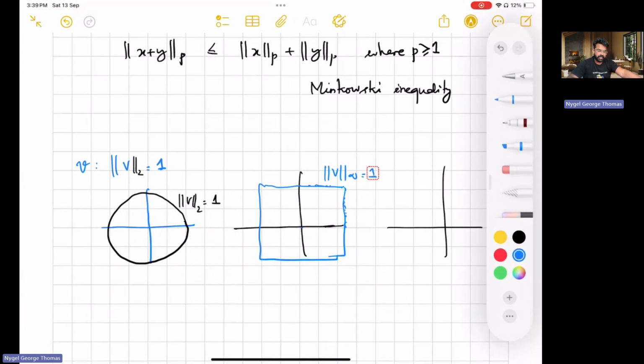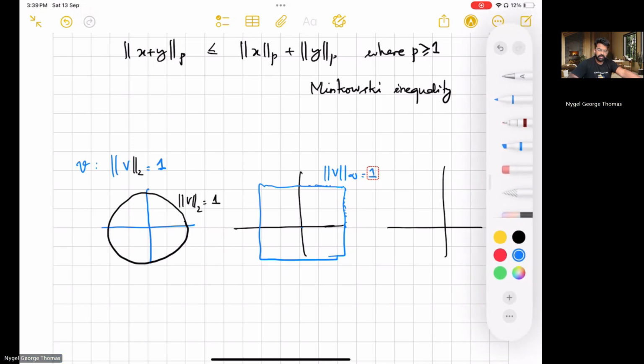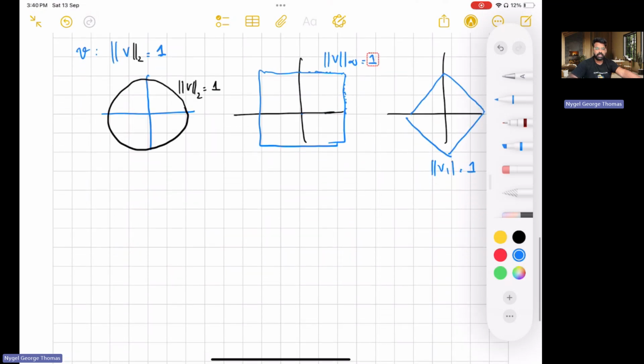And if you look at the L1 norm, where the sum of the magnitudes is 1, you'll find that it will form something like a diamond shape. So these are the loci of the points in 2D. Let's conclude this discussion here.